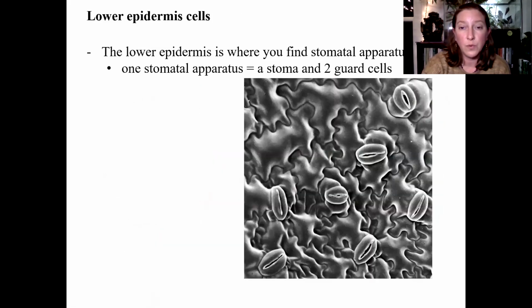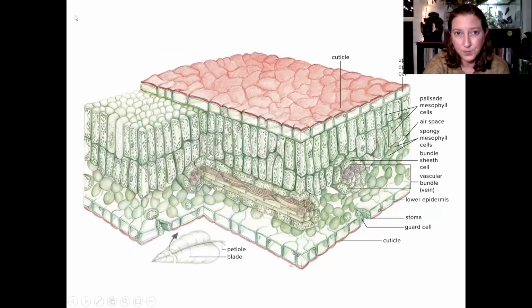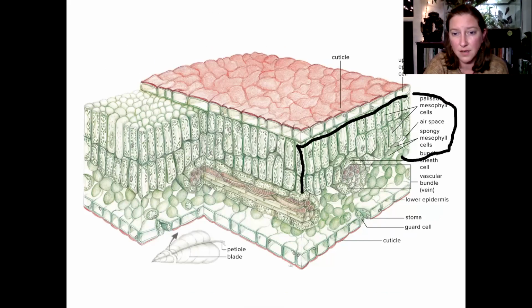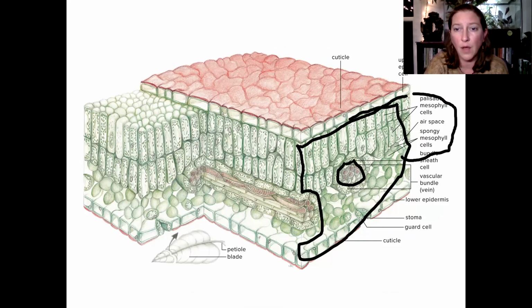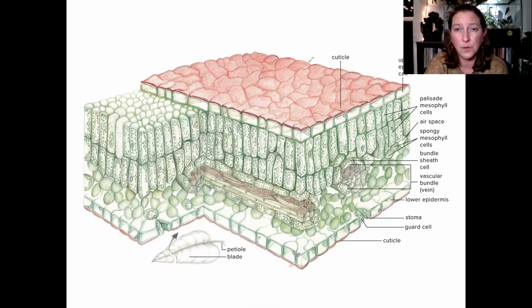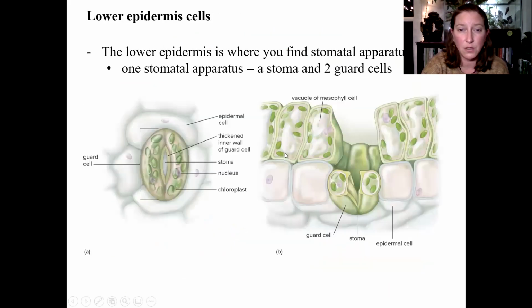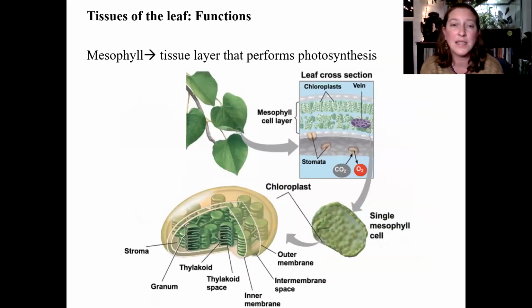Yes, so remember back here, I'm showing you the ground tissue of a leaf, right? All of this is mesophyll. So the ground tissue is all the structure inside except for the veins, right? But all the other stuff in there is mesophyll. So mesophyll is the tissue layer in leaves that performs photosynthesis.